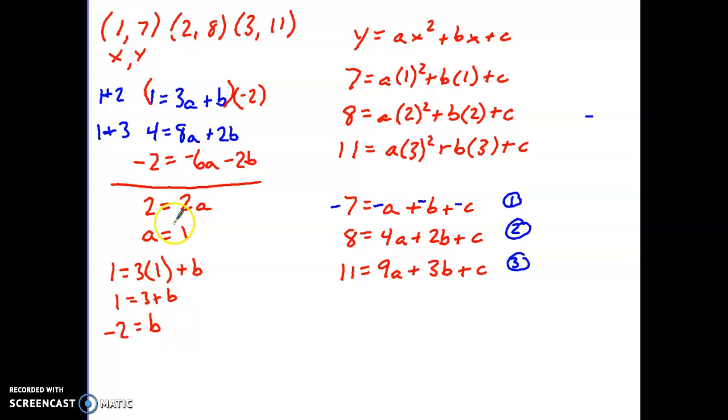Now I have a and b. I just have to take those, go back to one of my original equations, and plug them in to solve for c. I'm going to use the top one, but without the negatives. So I have 7 equals a, which is 1, plus b, which is minus 2. And then plus c.